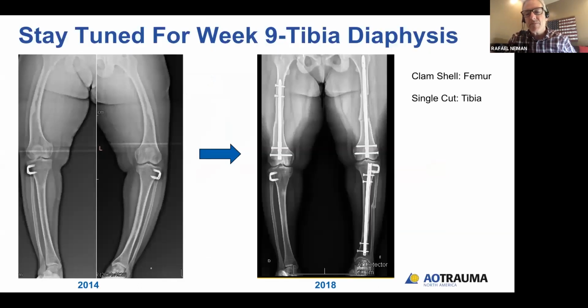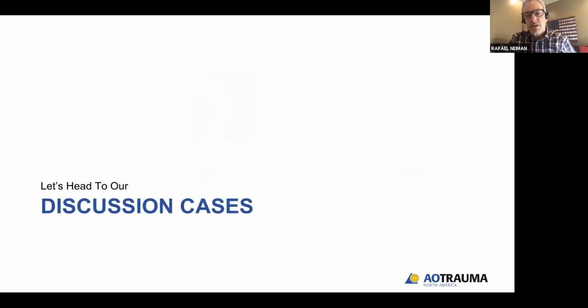So in order to learn how to do that, you're going to need to stay tuned and come back with us for week 9, tibial diaphyseal deformities. Between now and then, we'll have some really great cases in the distal femur and proximal tibia to go over. So with that, let's head over to our discussion cases, and then we'll do a little wrap up at the end and see what other questions arise.